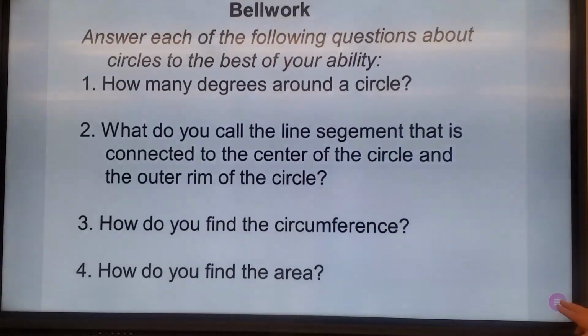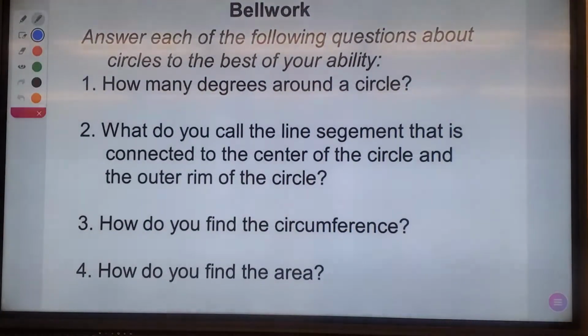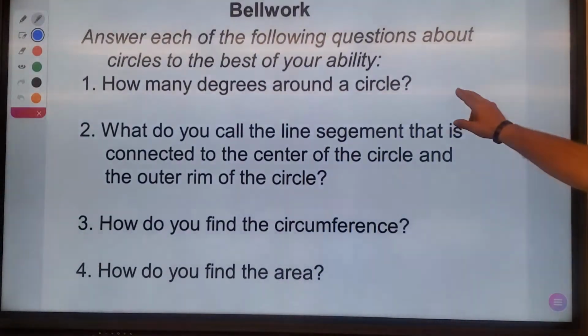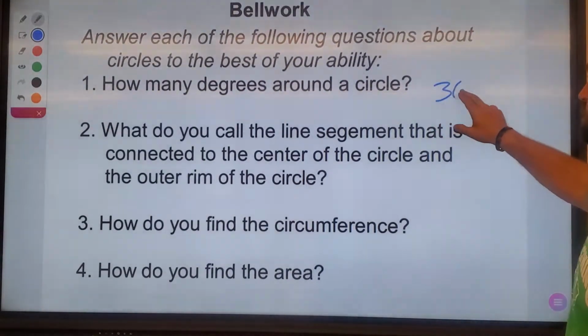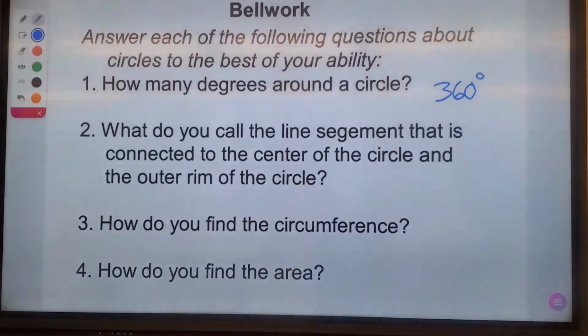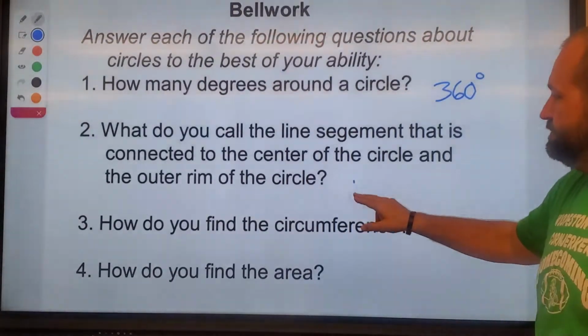Question 1, how many degrees around a circle? Okay, there are 360 degrees. Number 2, what do you call the line segment that is connected to the center of the circle and the outer rim of the circle? Okay, that would be called the radius.